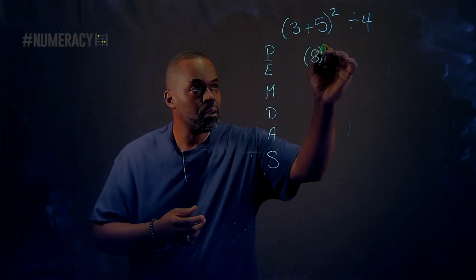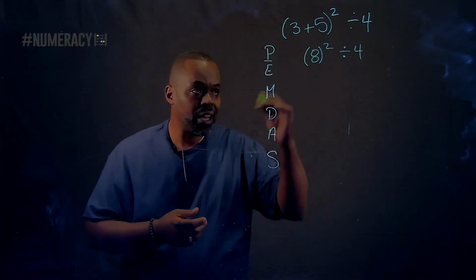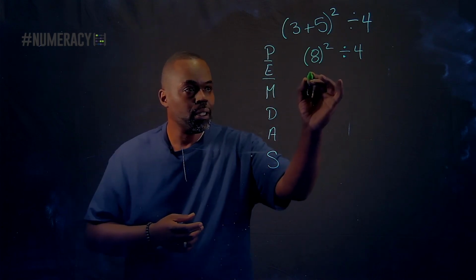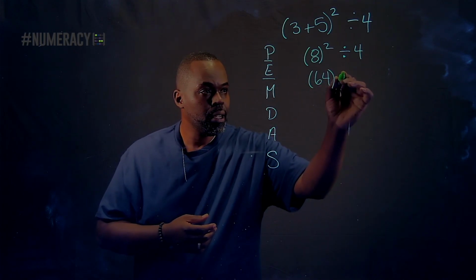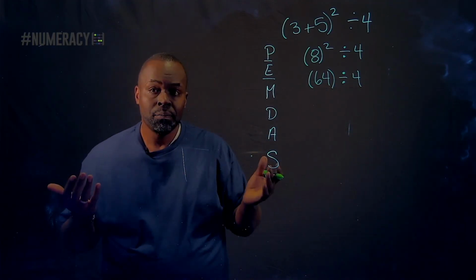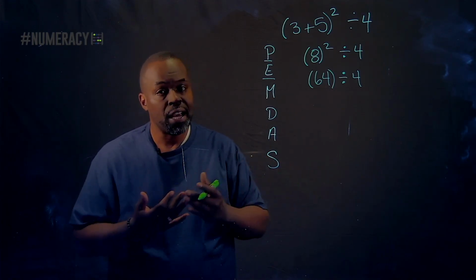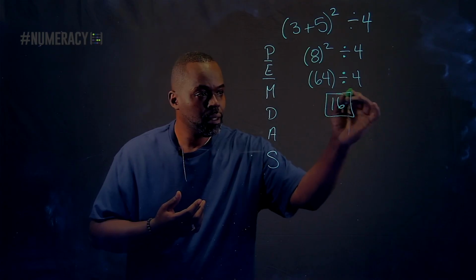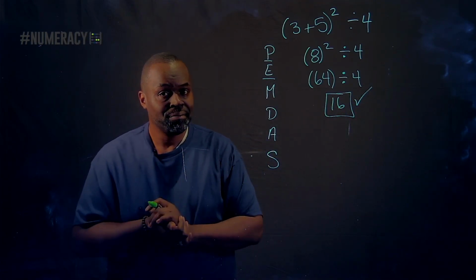solve for the parentheses. So we have 8 squared divided by 4. The 2 is the exponent. So we're going to use the exponent to get 64. And this is divided by 4. Now we simply have a division problem. 64 divided by 4 is 16. And there you have it. Did that make sense? Very good.